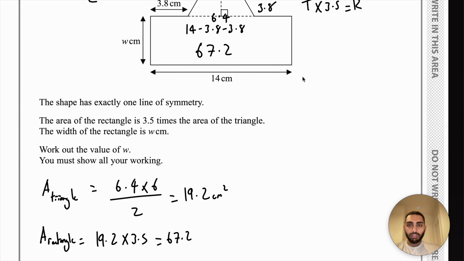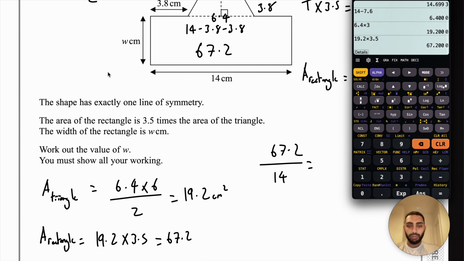How do we work out areas of rectangles? It's a bit simpler than areas of triangles. You just multiply the base by the height. So 14 multiplied by W gave me 67.2. So I just need to do 67.2 divided by the 14, which will give me W. So that's 4.8.